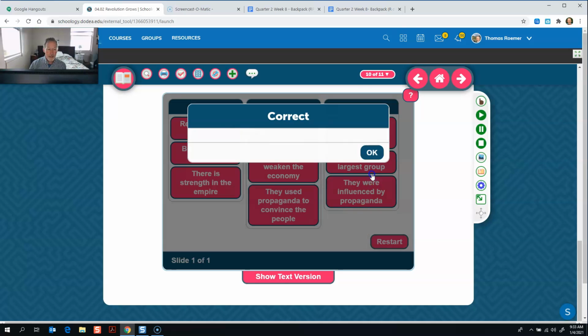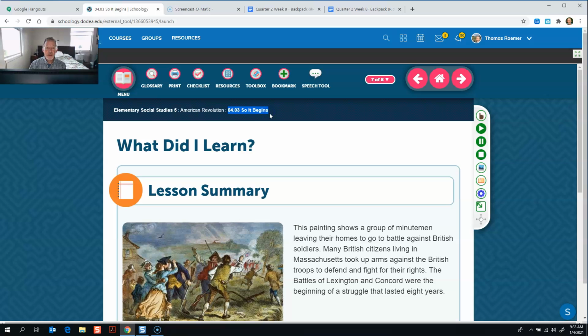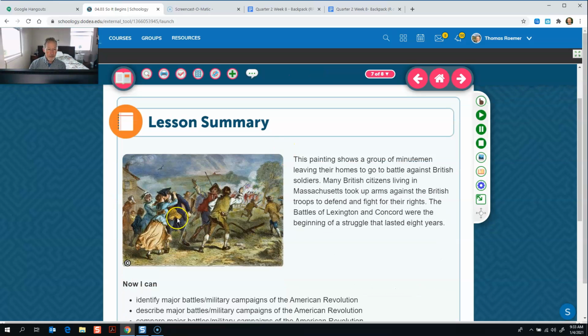Hey, look at that. All right, lesson 3 coming your way. Okay, here we are on lesson 3, everybody. So it begins. Take a look at the painting right here. You've got people rushing off to battle. You can see some British troops up here, the redcoats. This one shows the Minutemen leaving their homes to go to battle against the British soldiers. You can see these guys running off quickly.